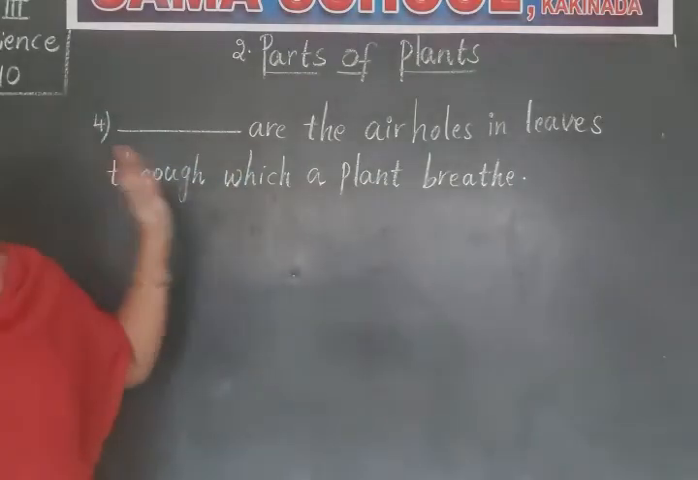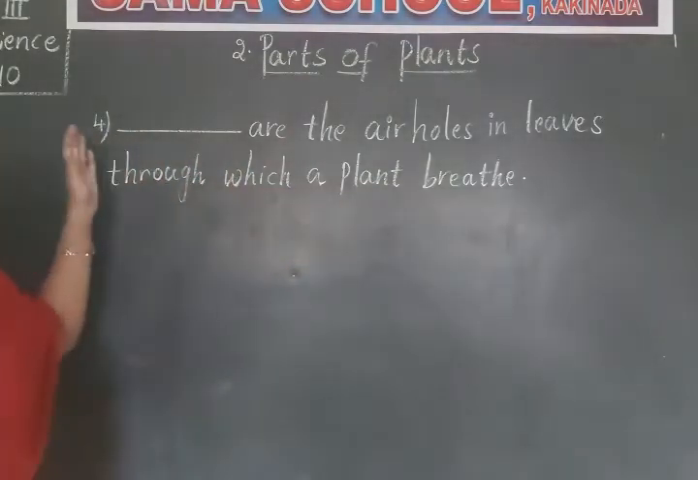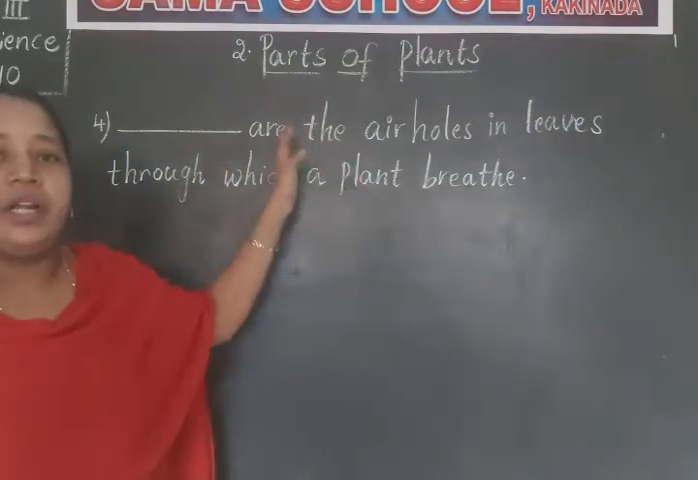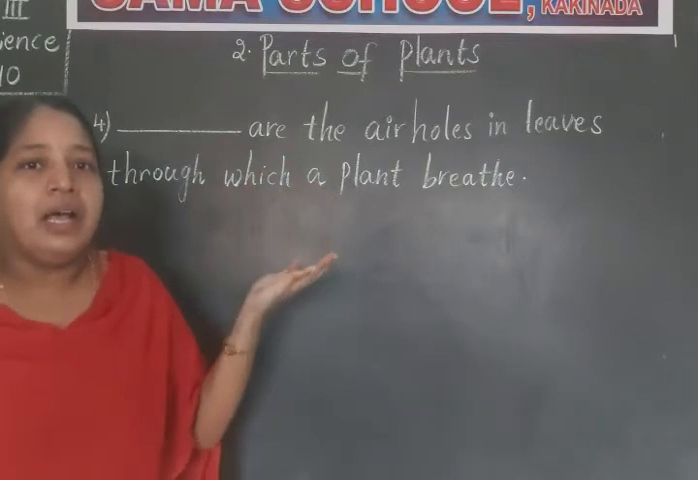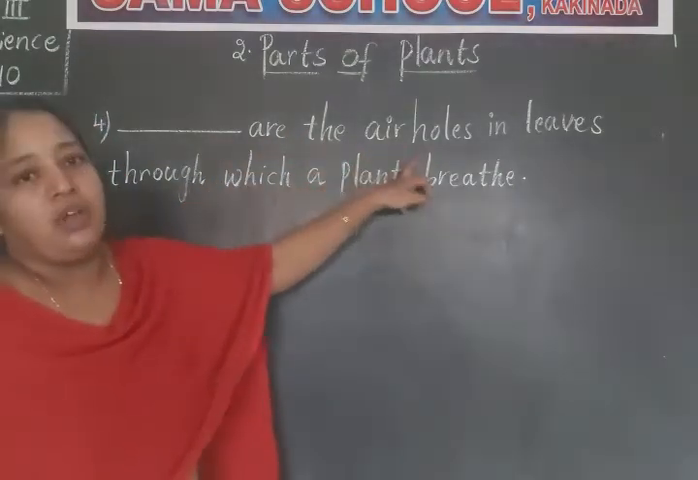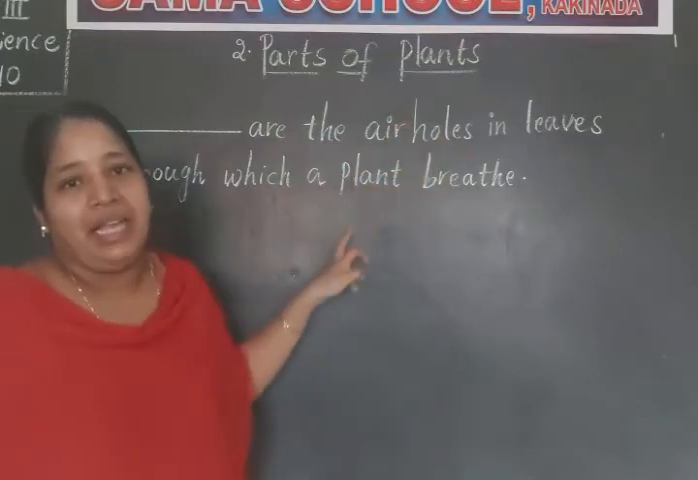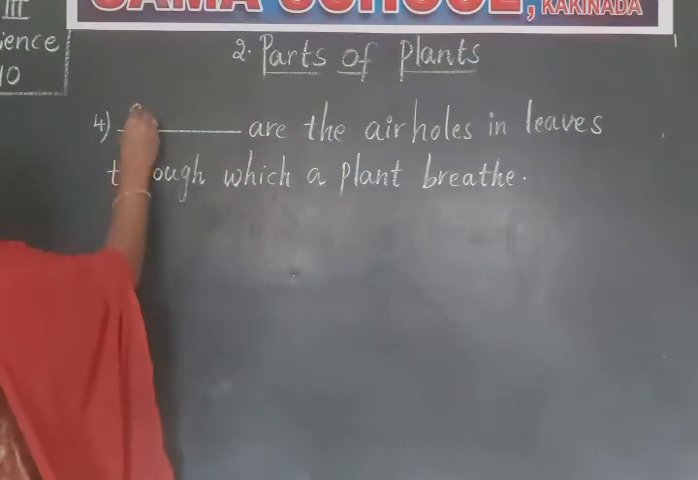So every living thing has different parts to breathe in the air. So what are the breathing organs in leaves? Already you have learned that there are some tiny pores under the lower surface of the leaf, and those air holes or tiny pores present in the leaves are called stomata. Yes, stomata.